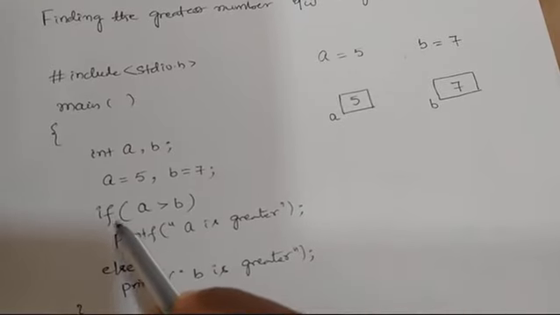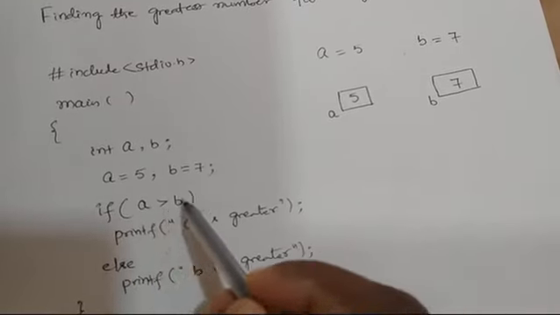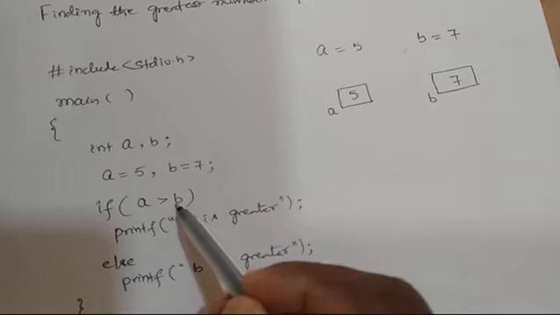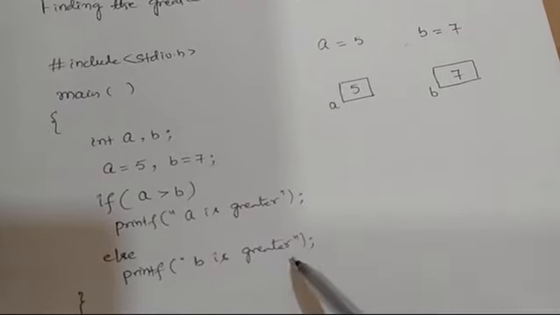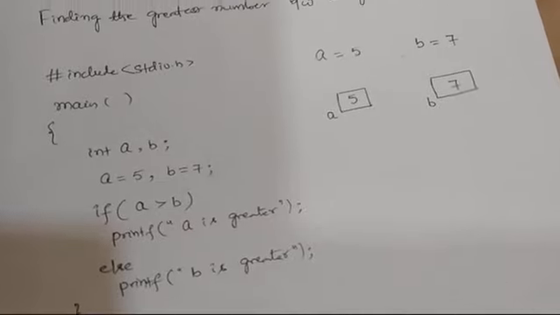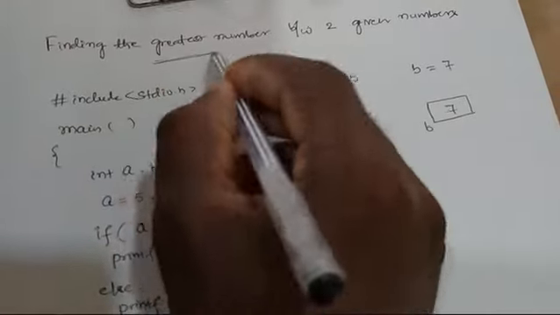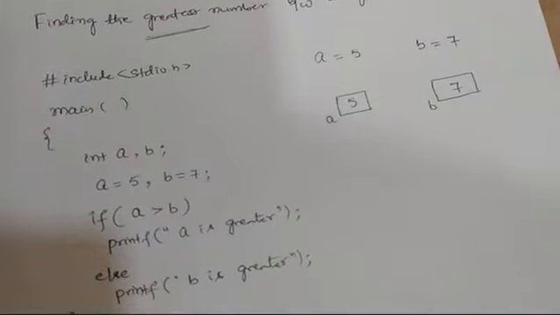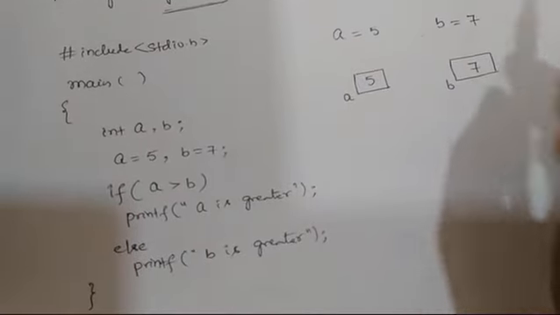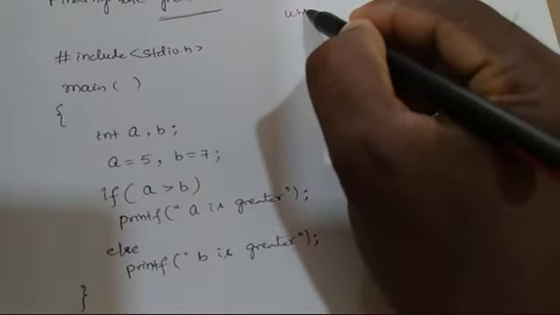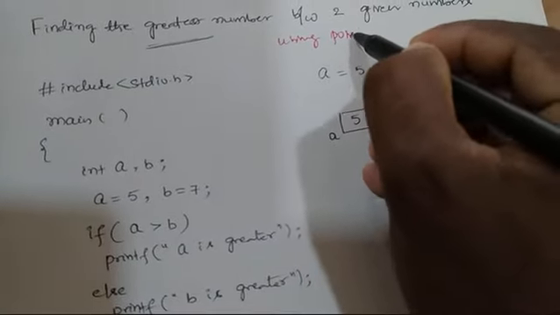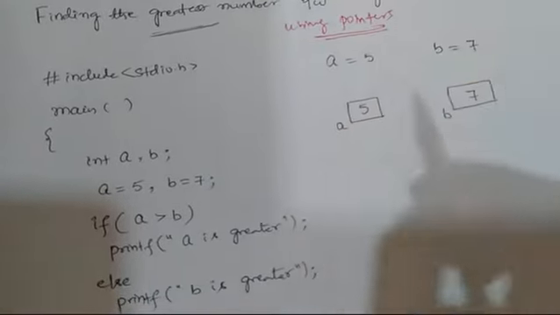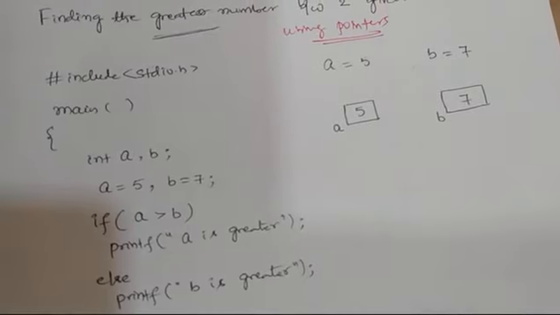Later, what we have to do is provide some if else condition. If a greater than b, then print a, else we have to print b. This is very simple for finding the greatest number, right? The same question, if I modify the program using pointers. Okay, now this is the question, how to solve.